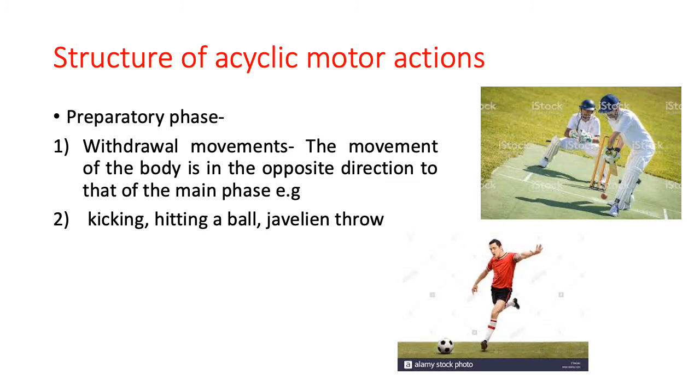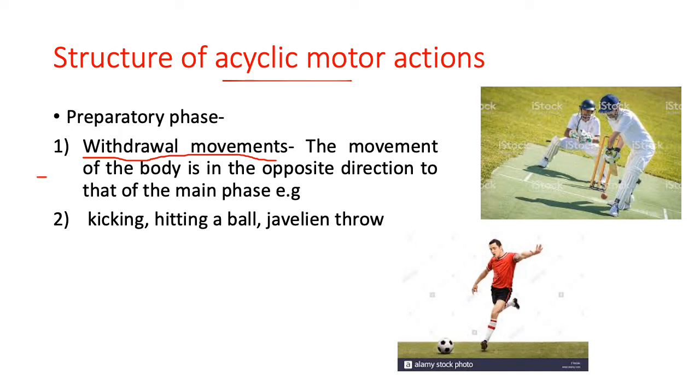Now I'll discuss the structures of different types of movements. Structure of acyclic motor action. Just remember, acyclic is the task which you do once, like kicking a ball, hitting a bat and scoring something, right? So here the preparatory phase. Now I'll tell you the different types of preparations which we do. The first one is your withdrawal movements. Keep in mind I am talking of acyclic. In acyclic motor actions, the preparatory phase involves the first type of movement which we do, the withdrawal movement.